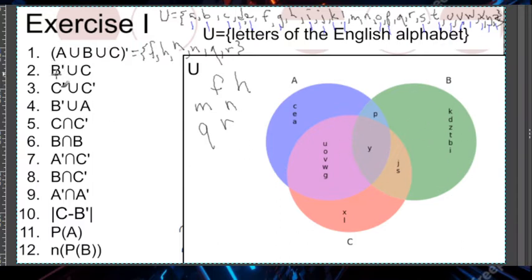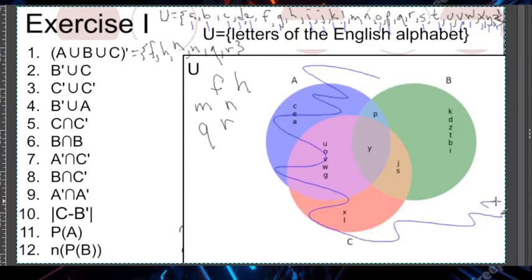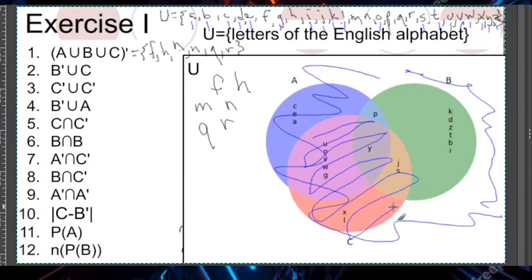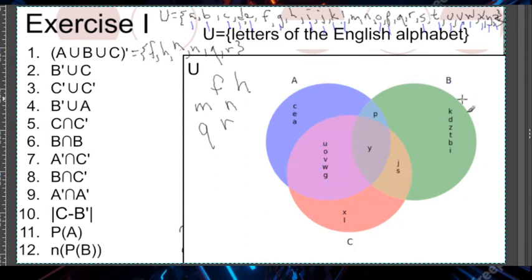So next I have not B union C. Let's see what we got. Not B is everything out here, and union with C, so that's all of C too. So that's basically everything except this stuff over here.